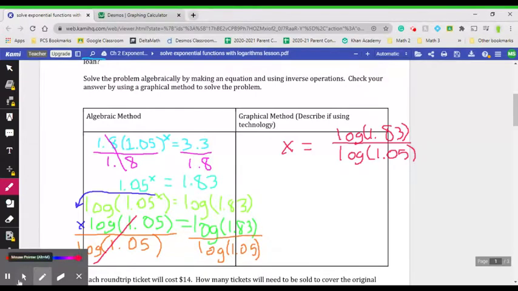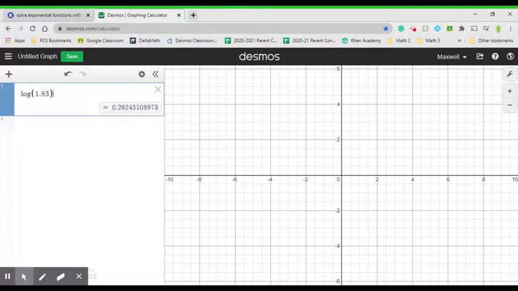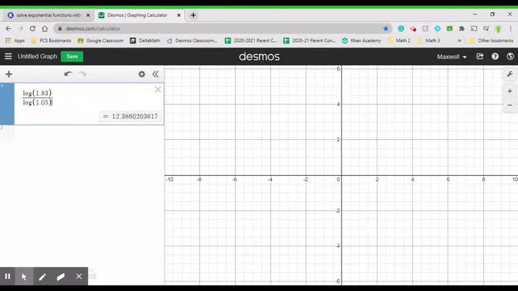So now if I wanted to solve this, you could go to your calculator and type the log button 1.83 in closed parentheses divided by log button 1.05 in parentheses. We can also do that in Desmos. So if we take a look at that real quick, we are doing the log of 1.83 being divided by the log of 1.05.